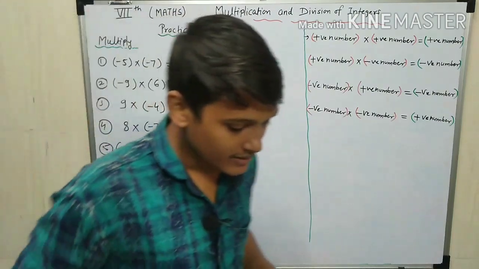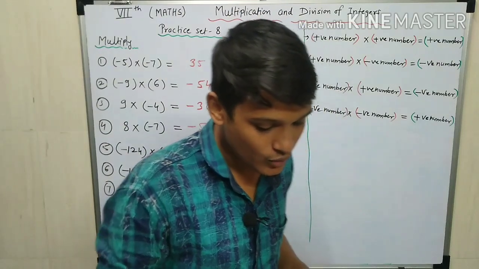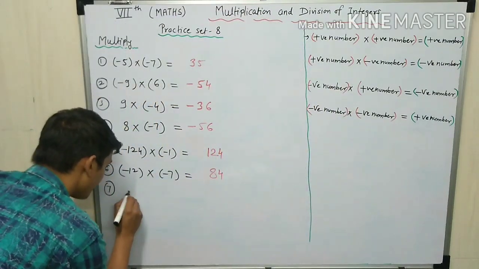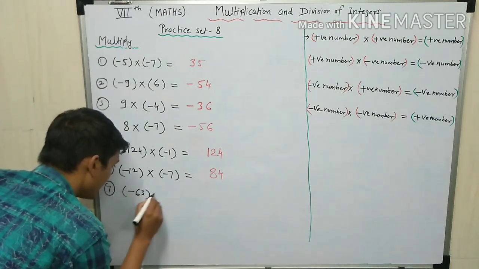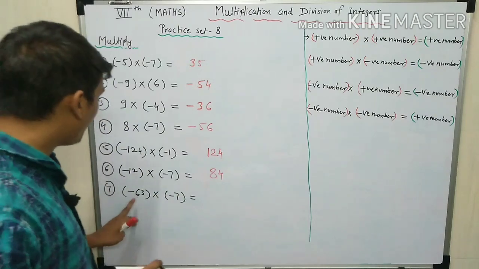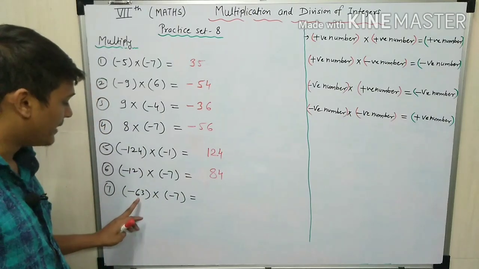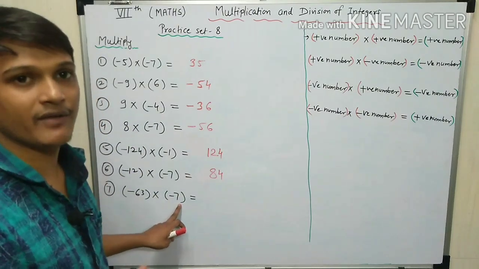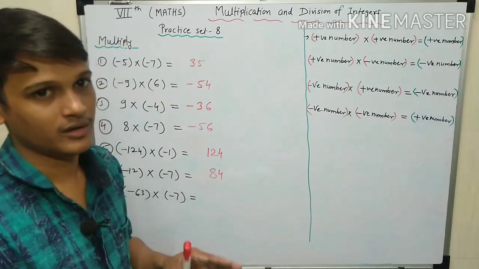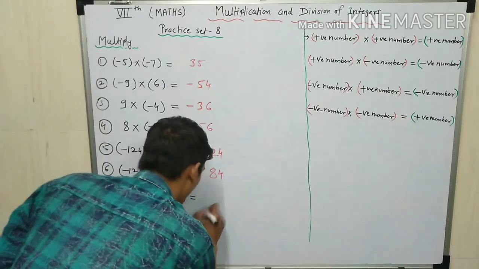Now the seventh question is minus 63 into minus 7. Minus 63 into minus 7 is equal to what? The first number is 63 and the second number is 7. We multiply 63 into 7, which is equal to 441.